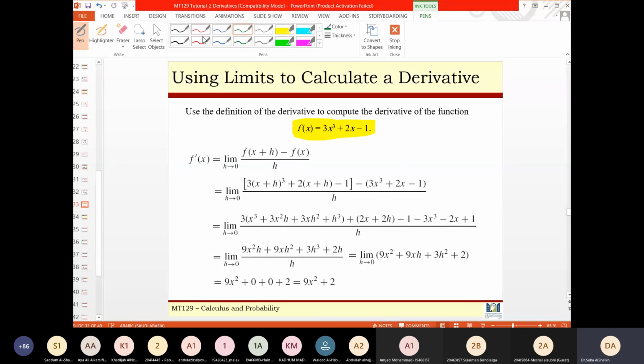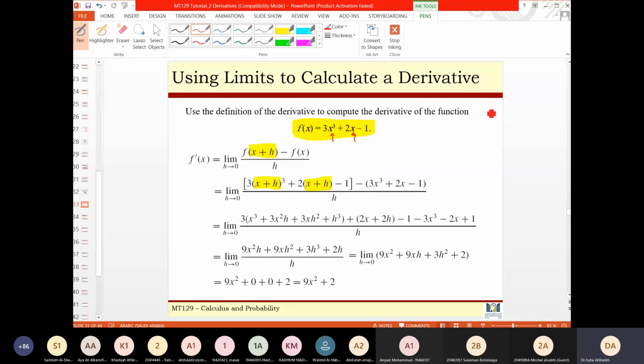So the function has 3 parts. One of them is x cubed, one of them is x, and a minus 1. So I have to apply the rule, which is f of x plus h, which means I'm changing x in my function with x plus h. This will give me the following: 3 times x plus h to the power 3 plus 2 times x plus h minus 1. Can you see what happened here? I came to my function, removed each x I have, and put x plus h instead.